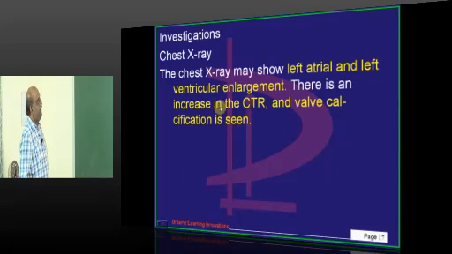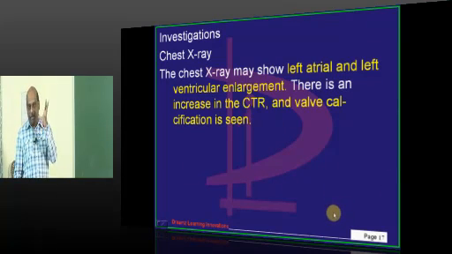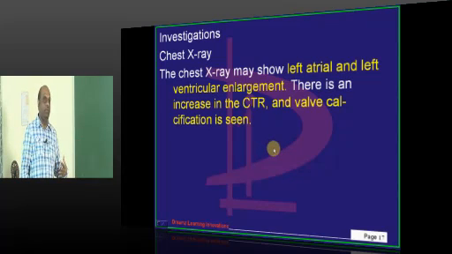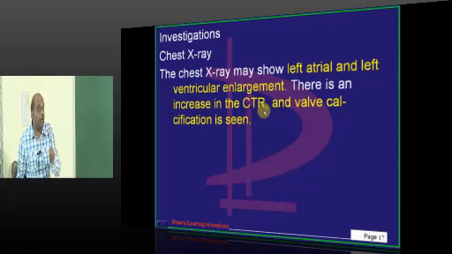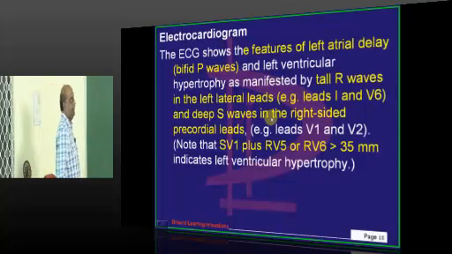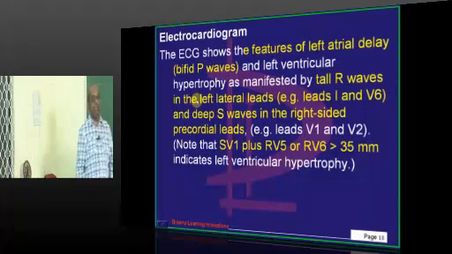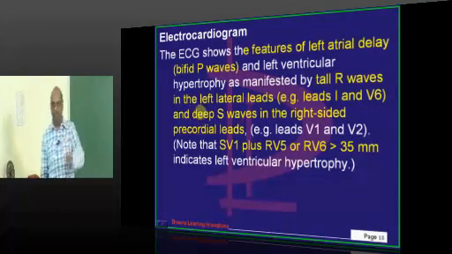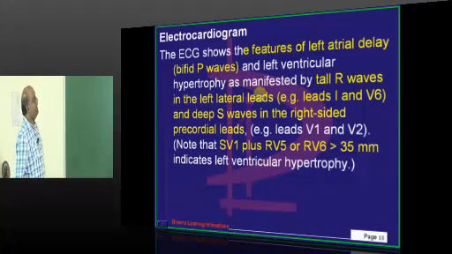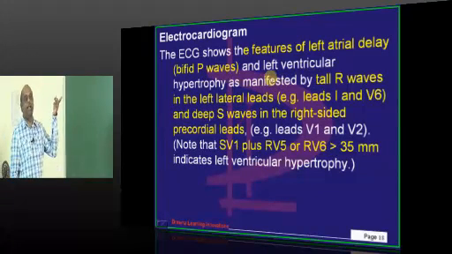Now, if you take the chest X-ray, what do you see? Left atrium enlarged, left ventricle enlarged, increase in cardiothoracic ratio, which is a feature of MR, not MS. And valve calcification can also be seen. If you look at the ECG, what will you see? The bifid P waves and the signs of left ventricular hypertrophy.